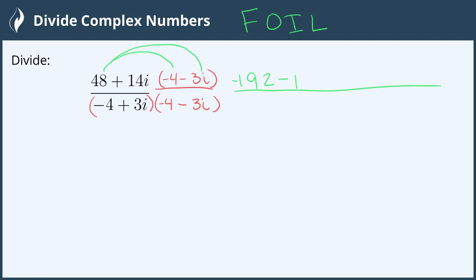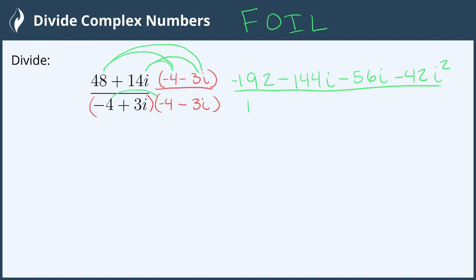And so we get negative 144i. The inside part is 14 times -4, gives us a minus 56i. And the last times the last gives us 14 times 3, which is negative 42, I times I, which gives us I squared. In the denominator, we get first times first.